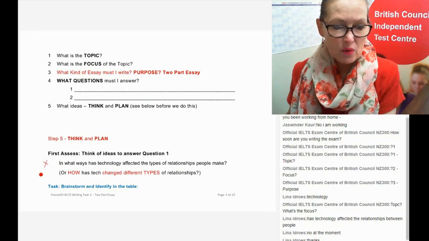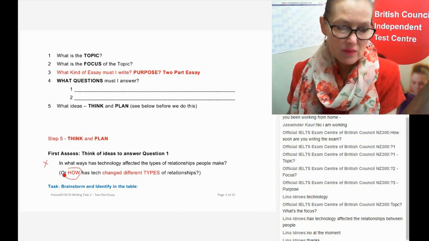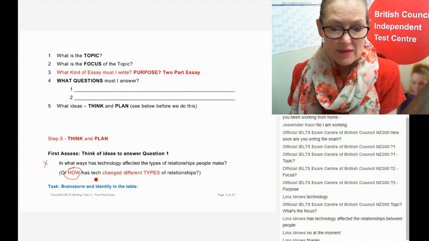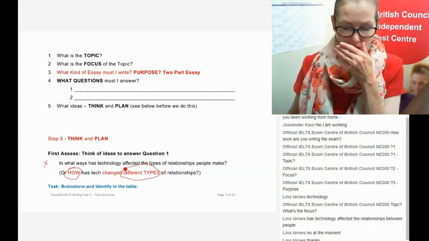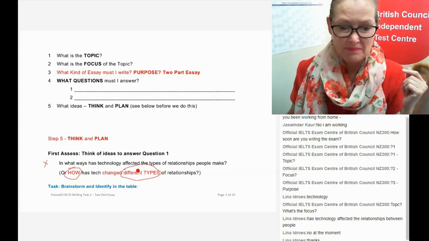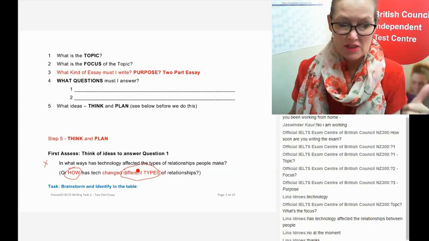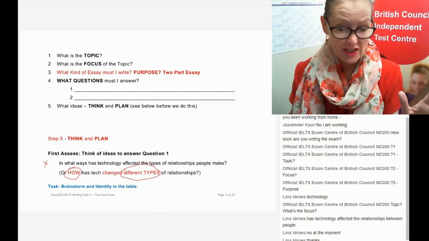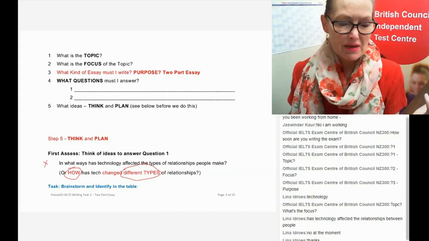So we're going to be writing about tech. We're certainly going to be writing about technology and how it's changed relationships, how it's changed the way people interact. Okay, so that's going to be the focus of my topic. How people interact. Good. So question number 1, my topic. Question number 2, my focus. Question number 3, we know we're doing a two-question essay. And then question number 4, what questions must I answer?